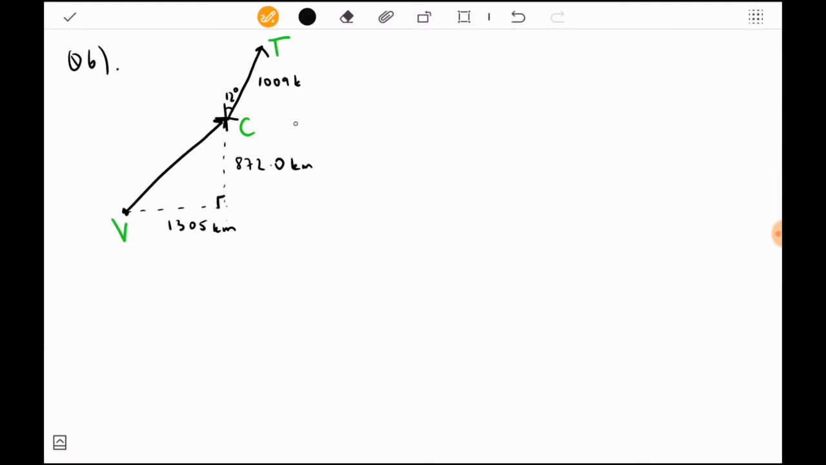Well, that's easy enough to find out. We just need to use Pythagoras. So let's start off up here. We'll call this dVC, the distance between Vectorville and Conical City, and it's just, using Pythagoras, because our north and east components make up a right-angled triangle, 1,305 squared plus 872 squared, square rooted. So that equals, to 4 significant figures. We're given 4 significant figures in this question, which is a nice change.